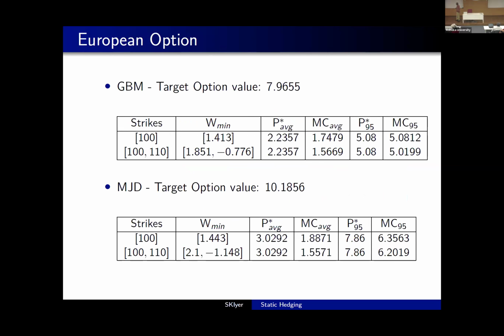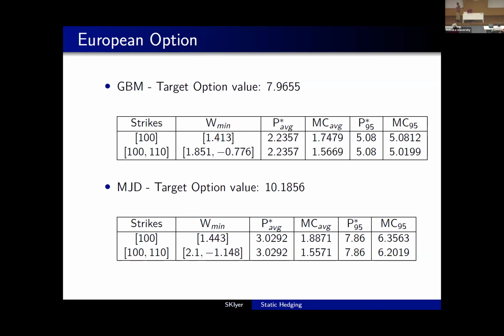And when we use one single option with the strike 100, you get some number for the weights. And this is the worst case average shortfall. What you see in the second column is the Monte Carlo simulation, when we simulate these stock prices. And you can see that the gap is not very high. We have also calculated this 95th percentile. When you include two options, the average and the 95th percentile under the worst case scenario don't change much, but the Monte Carlo one does.